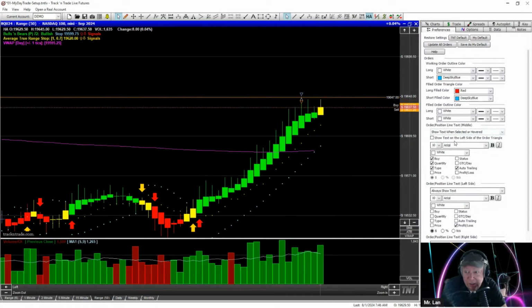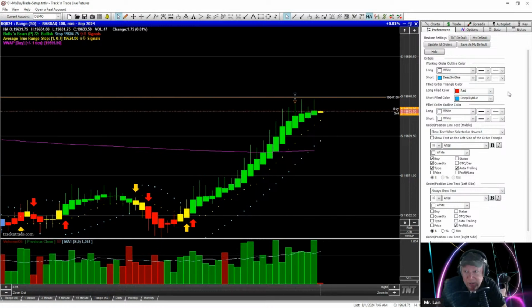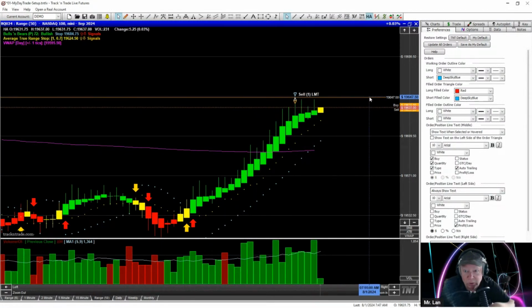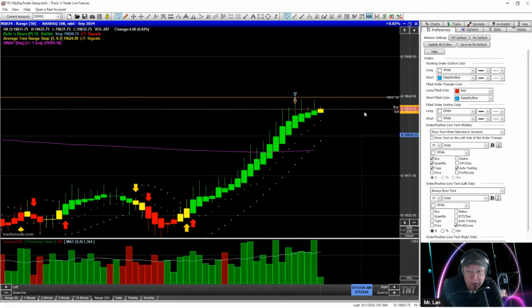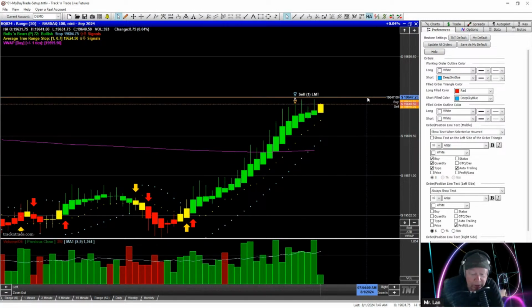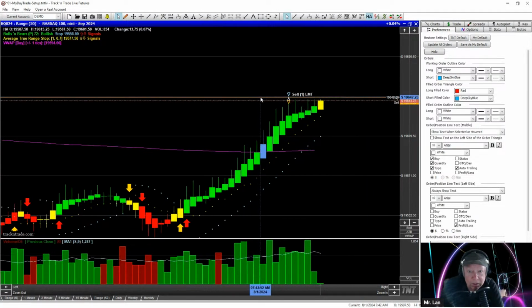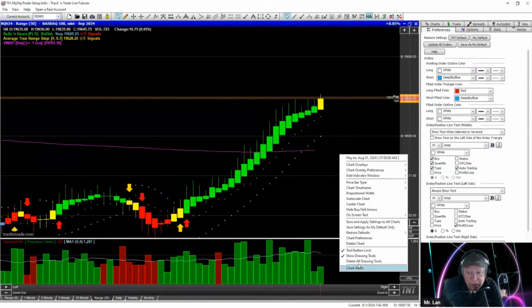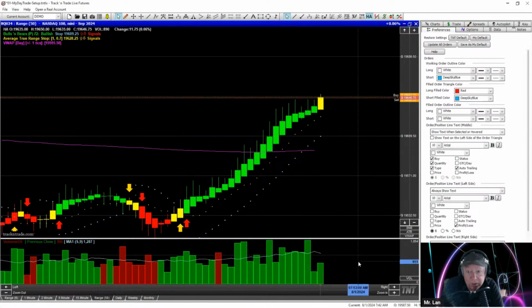And then what else did we turn off? We turned off the lines, the horizontal lines that generally go clear across the screen. That line is one I drew. That's not a line that goes with the orders. So we can, for some reason, kill it this way. Delete all drawing tools.